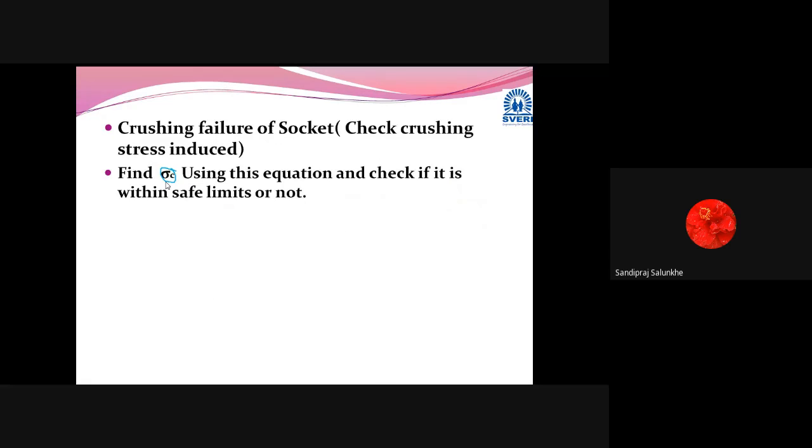We are getting sigma C in terms of P again. I should not forget it. That T has not yet been calculated.